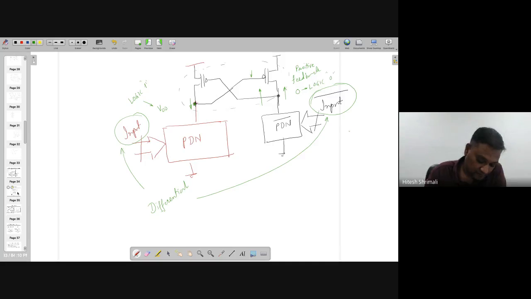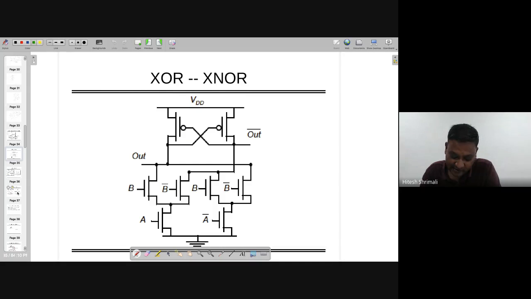Okay, now let's look at one circuit where I want to make XOR, but because of this differential structure, I am going to have XNOR also, right? So one is XOR and one is XNOR. XOR is the exclusive OR. If it is 2 input, it's going to be equal to A bar B plus B bar A, right? And the complement of that is going to give you XNOR, right?